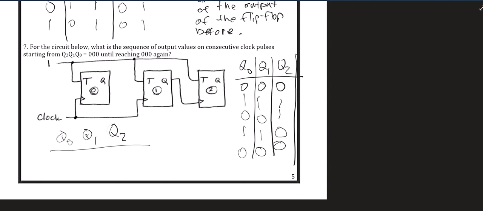And then on his solutions, he wrote these with Q2 first, and then Q1, and then Q0. But I did my columns like this because that was the order that it was here. It was easier for me to see it there. Just wrote them in a different order.